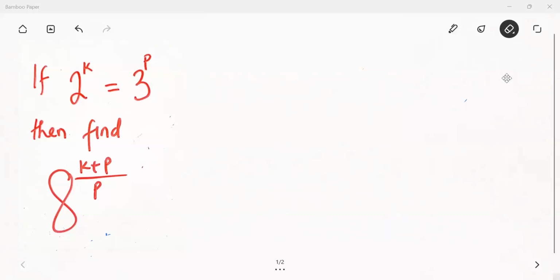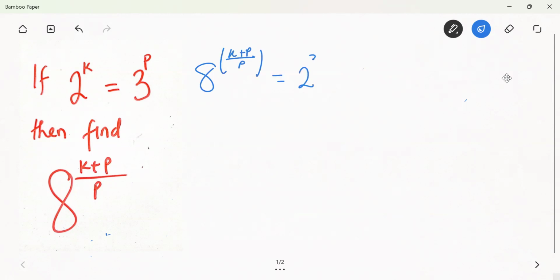We're given that if 2 to the power of k is equal to 3 to the power of p, then find 8 to the power of (k plus p) over p. We first start with 8 to the power of (k plus p) over p. We can simplify the 8 to become 2 cubed, and then the (k plus p) over p we can simplify, because two terms put over the same denominator means each of those terms shares that same denominator. So this can be simplified to 2 to the power of 3 times (k over p plus 1).